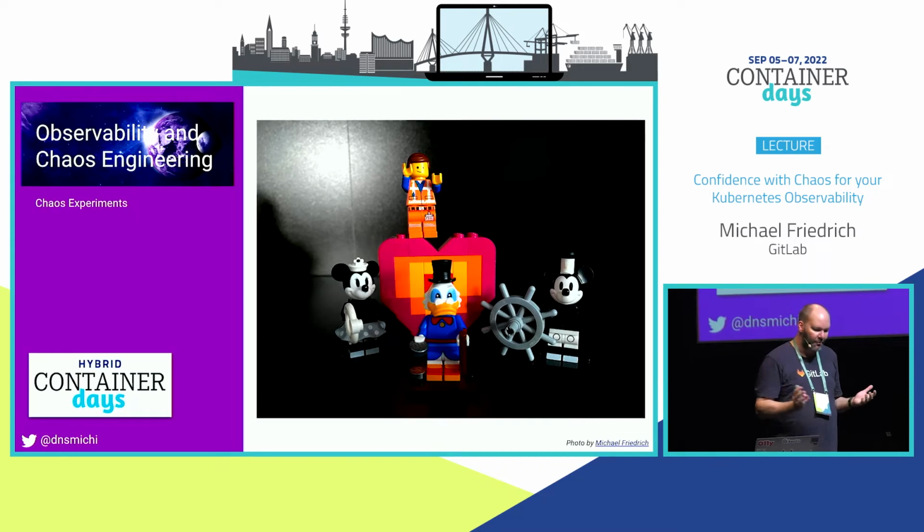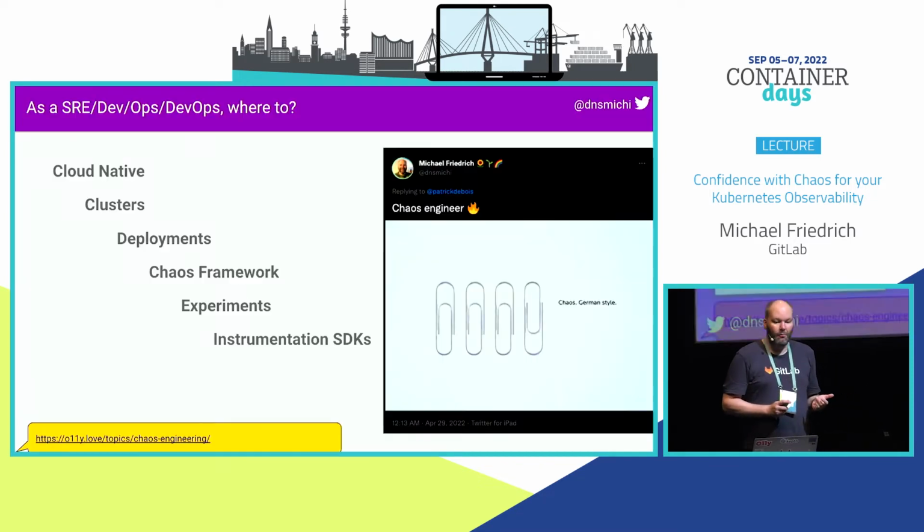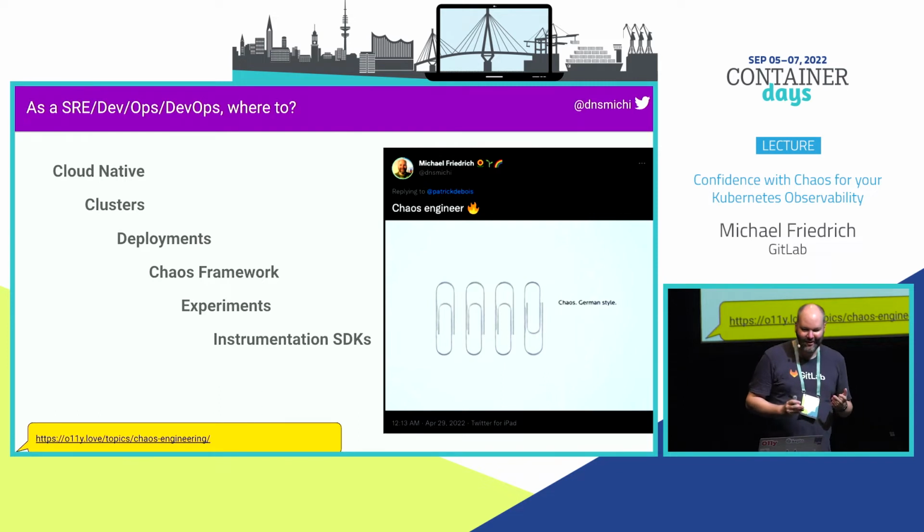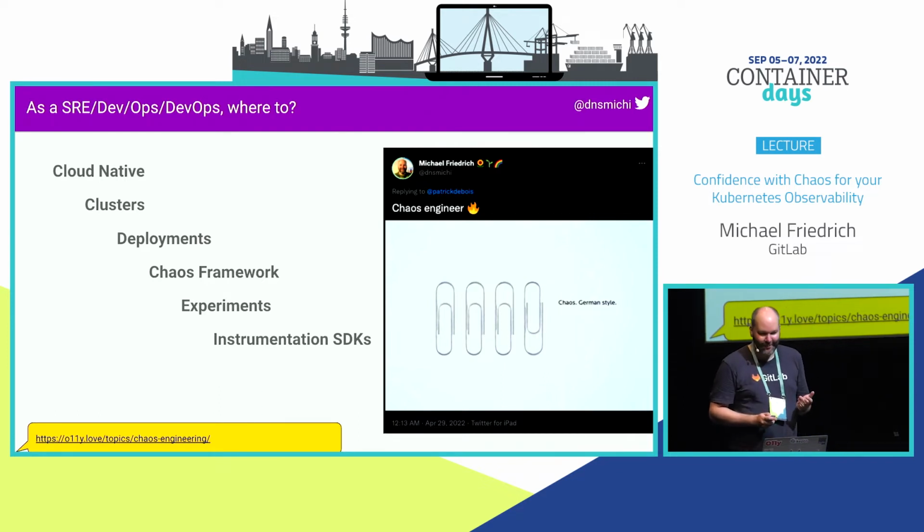Now, this brings me to observability and chaos engineering, where you can do it the boring way, like the German chaos, or you're looking into cloud-native deployments, chaos frameworks, chaos experiments, and so-called instrumentation SDKs. But I still like the German chaos. But yeah, the idea is really to use a framework.